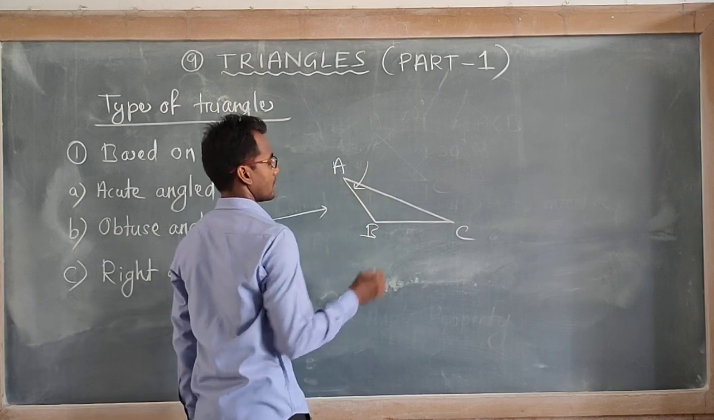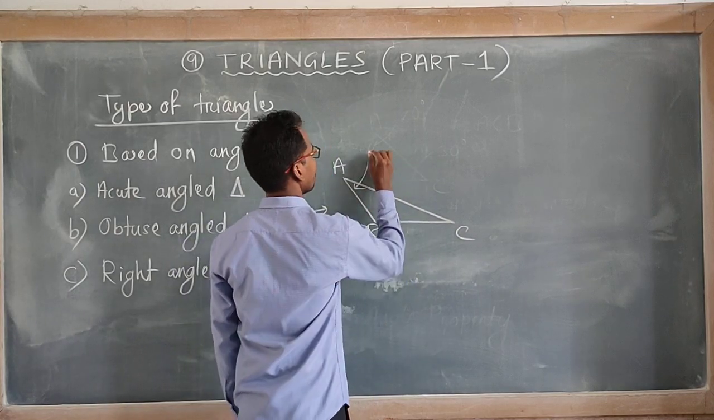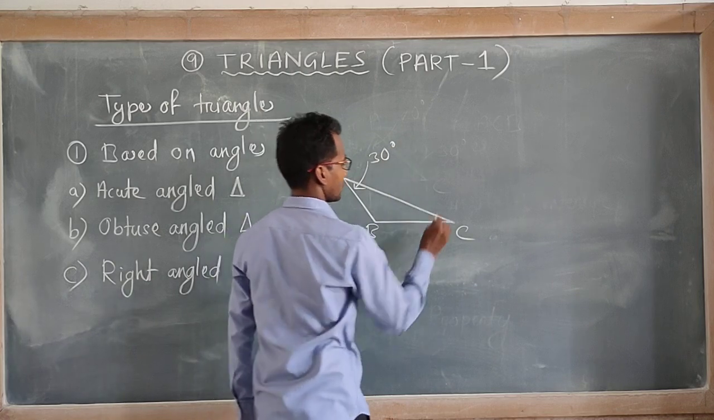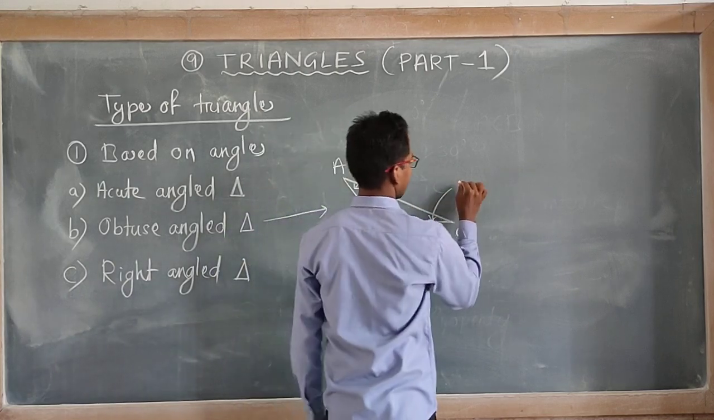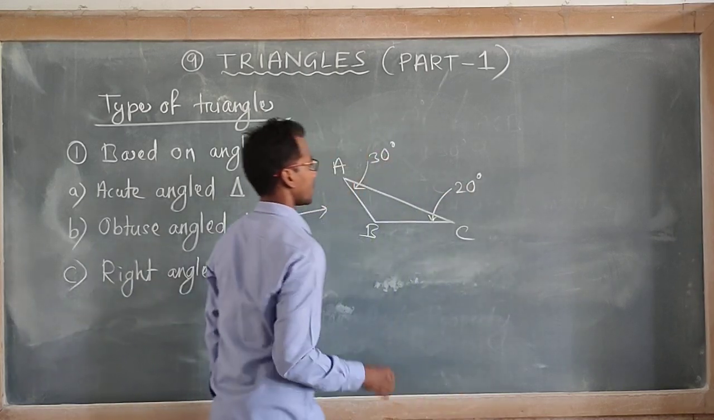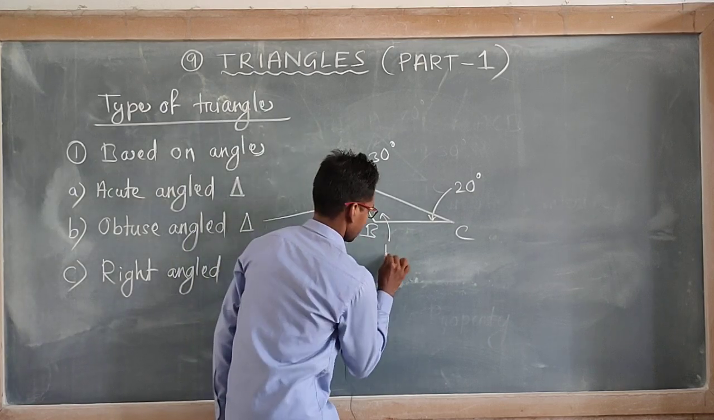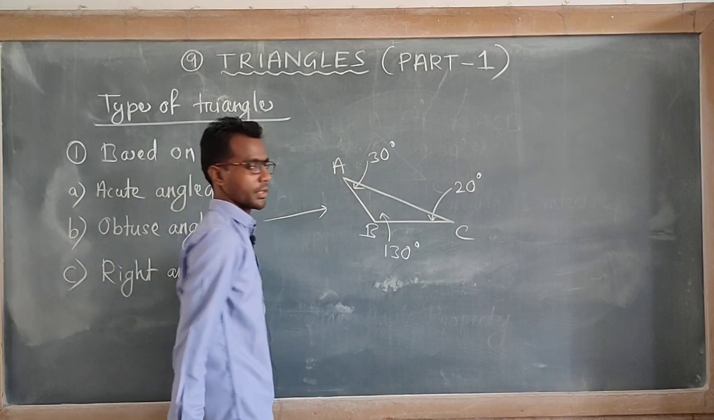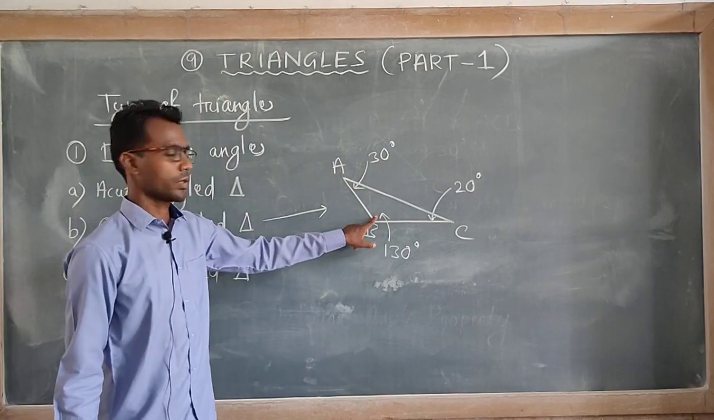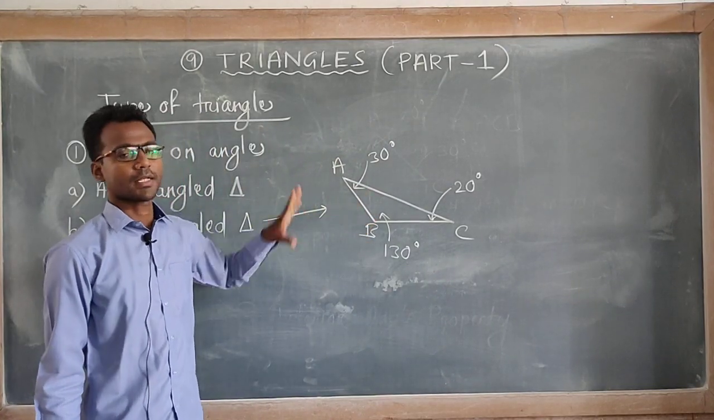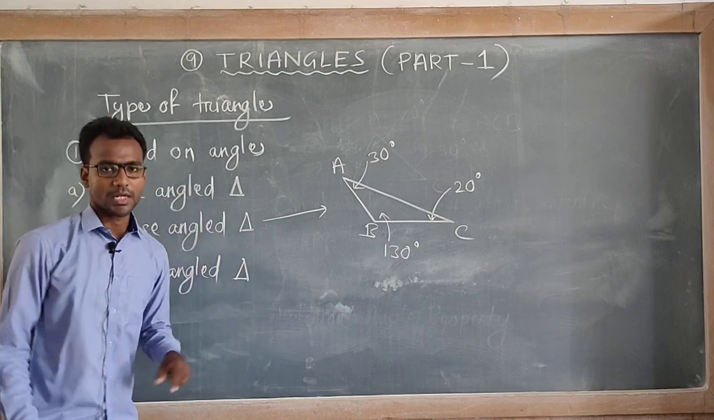angle is 30 degree, this angle is 20 degree, and this angle is 130 degree. One angle is more than 90, so this is an example of obtuse angle triangle.